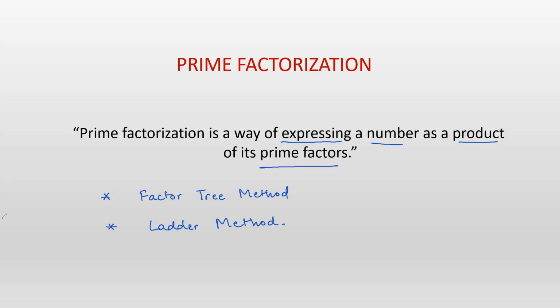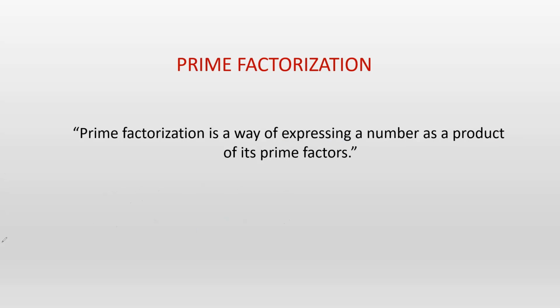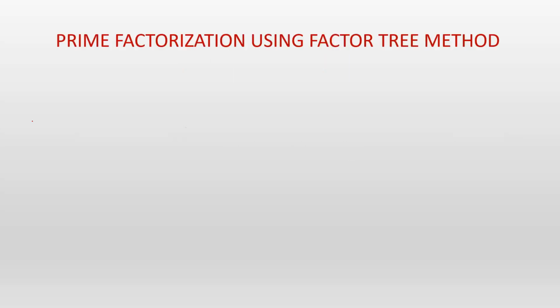Now let us understand the first one. Let us understand how to do prime factorization using the factor tree method. Let us take an example of, say, the number 36. What do we do over here? We find prime factors using the factor tree method. So let us take number, say, 2. Number 2 is the smallest number which divides 36. Now 2 times 18 gives 36.